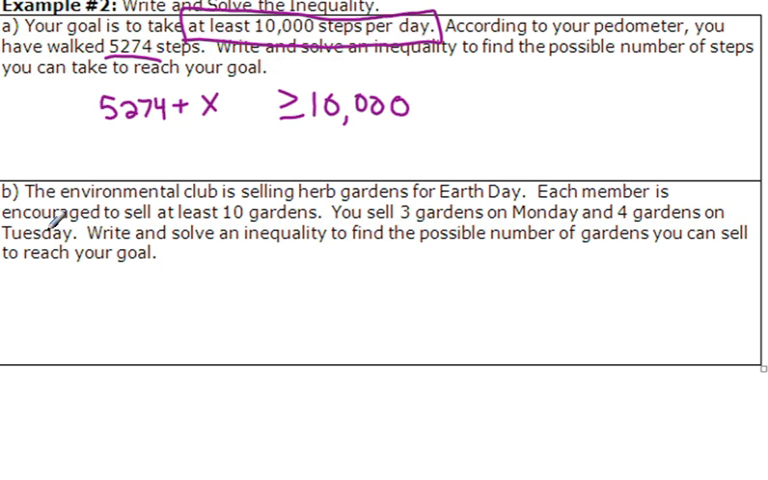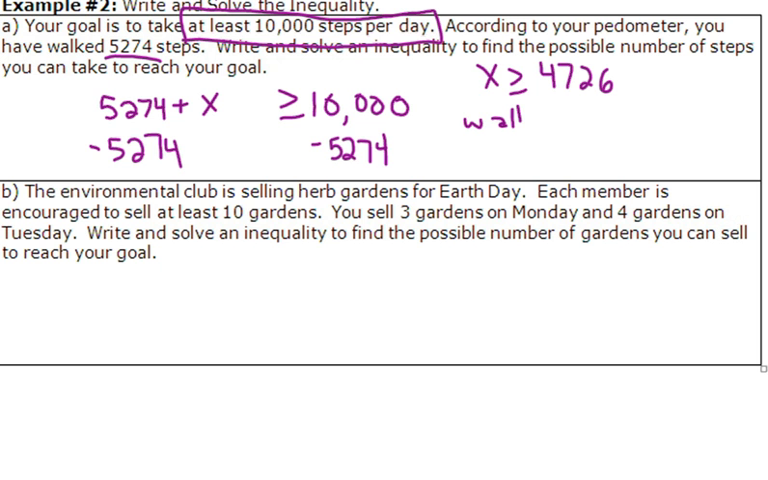Now I'm going to solve it. So all I would do is I would subtract 5,274. So if I do that, I get x is greater than or equal to 4,726. So we would need to walk at least 4,726 steps to reach our goal.